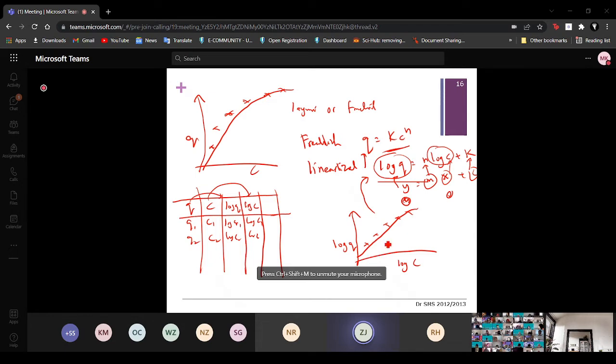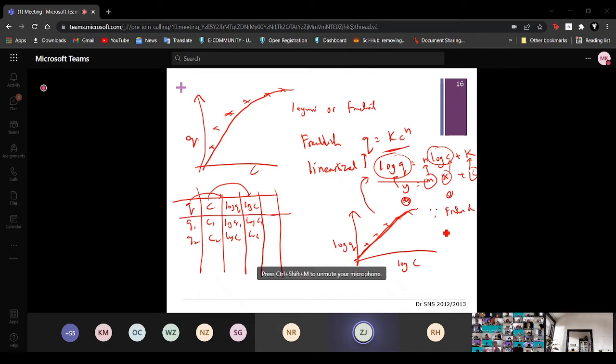If you use Excel, you can produce the R squared. If the R squared is more than 0.9 or 0.99 something, then that is basically a linear line, a good linear line. So from the plot of log Q and log C, you get this straight line. Let's say you get a straight line. Then you can say that the adsorption process follows the Freundlich isotherm.